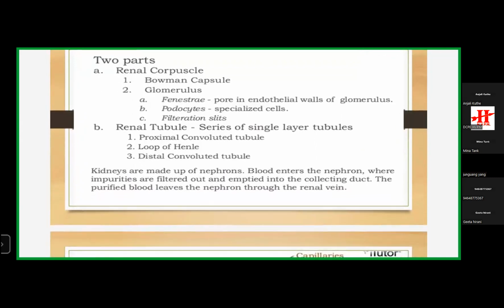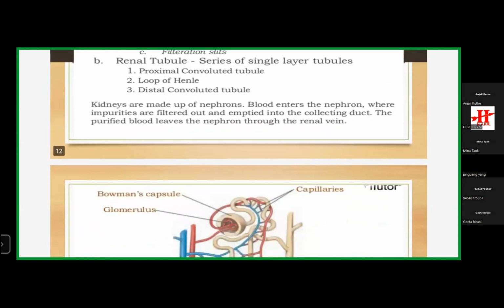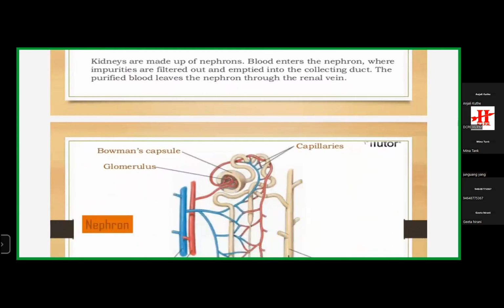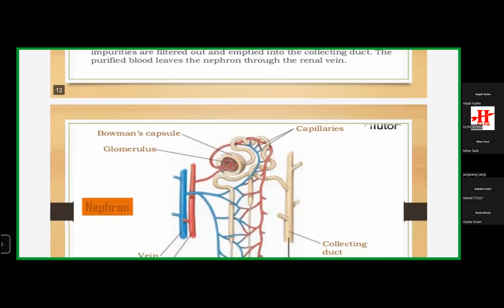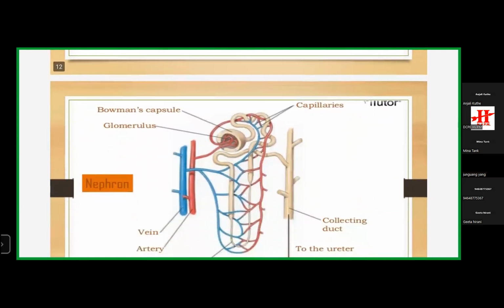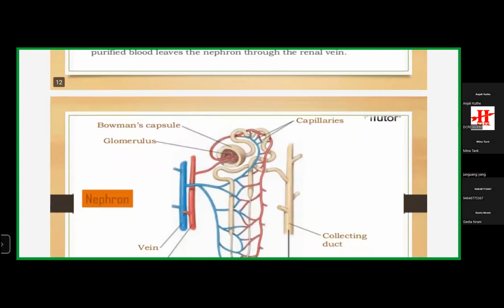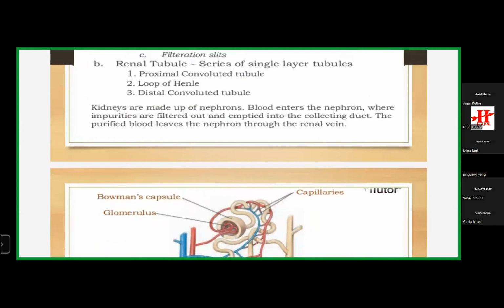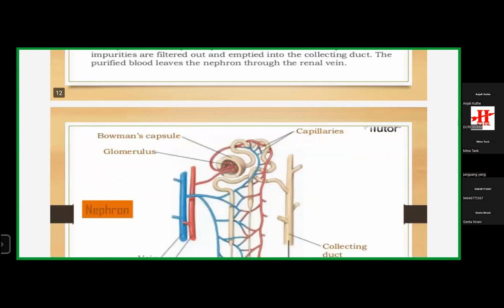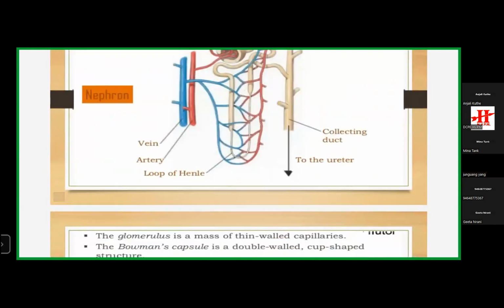Blood enters the nephron where impurities are filtered. And lastly, these are emptied into the collecting duct. That means after the filtering of the blood, the part of the blood which is essential or which contains nutrients is again reabsorbed, and the waste products which are not required by the body are transferred to the collecting duct. Purified blood leaves the nephron through the renal vein, and from the collecting duct, the waste material is transferred towards the ureter.